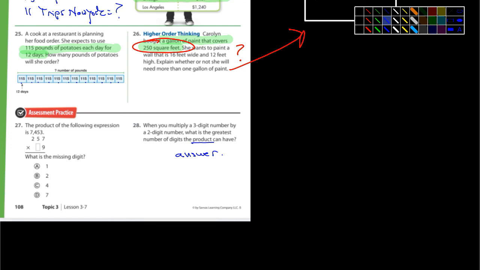In other words, let's just take a 3-digit number, 999, the largest 3-digit number we can come up with, and the largest 2-digit number, and we multiply them together. The question is, for the product, the final answer, how many digits will the answer be? Who knows? You'll have to figure that one out. What's the greatest number? Okay.